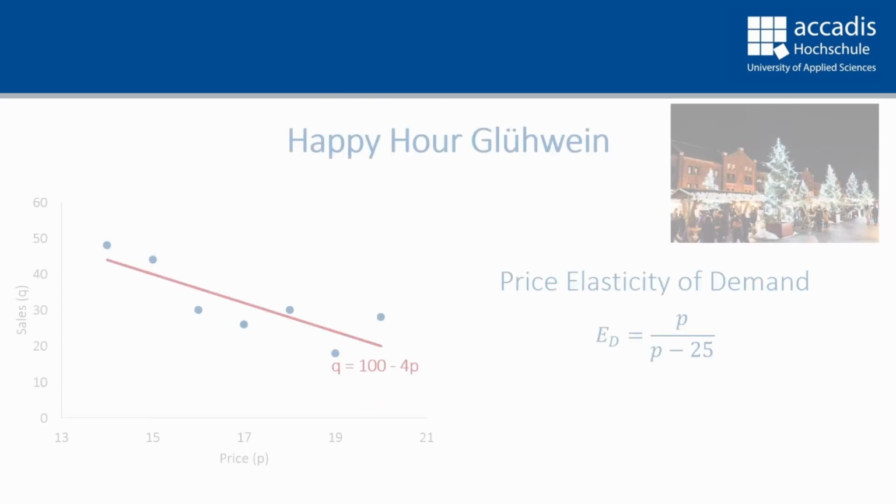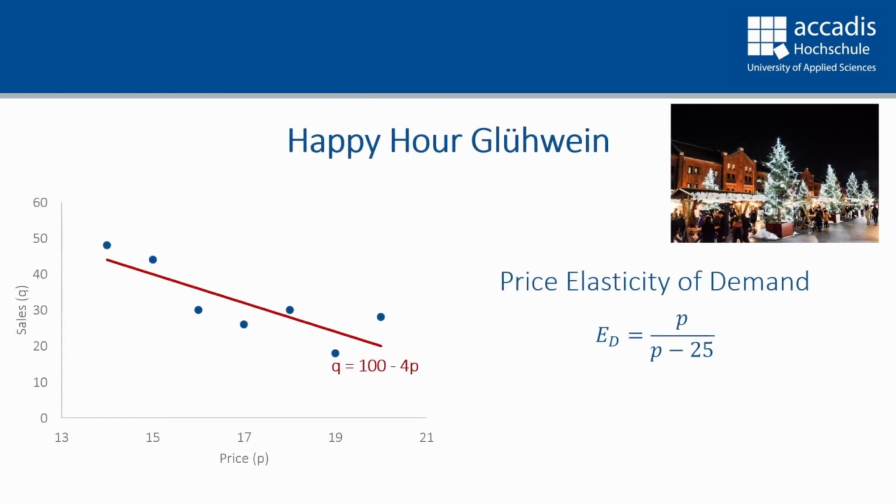So now we have our price elasticity of demand based on the linear function Excel gave us. The elasticity of demand is equal to P divided by P minus 25. As you see, this is now a function of the price. It's not really a fixed number as it was before. Let's plug in some values. If the price is 20, elasticity will be 20 divided by 20 minus 25, so it's minus 4.